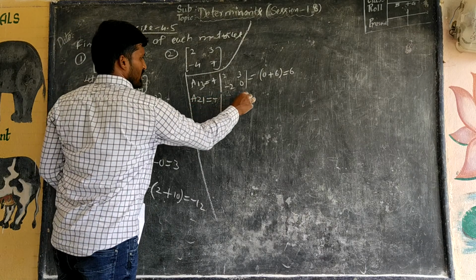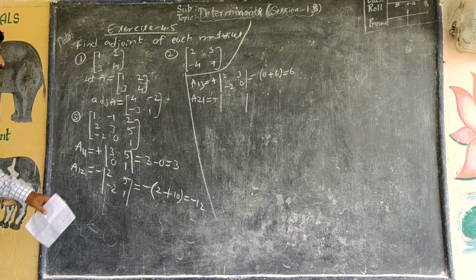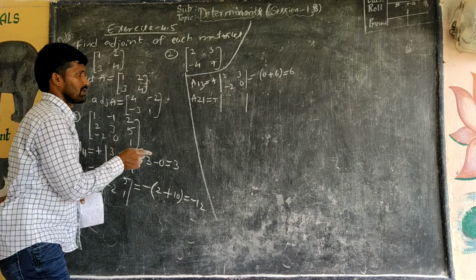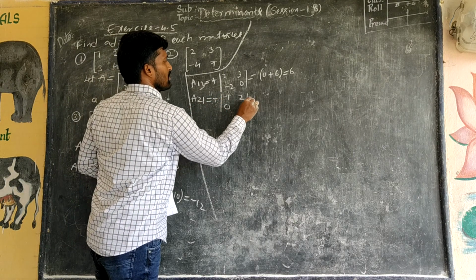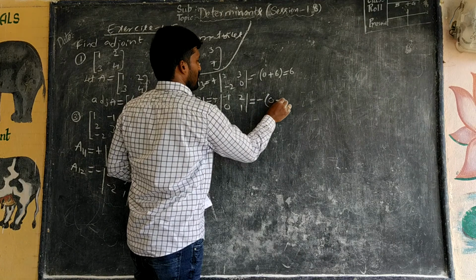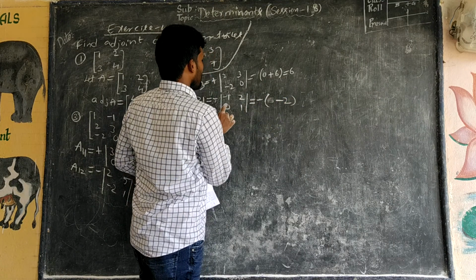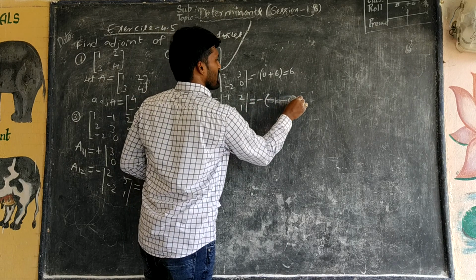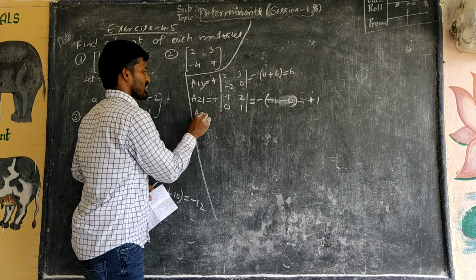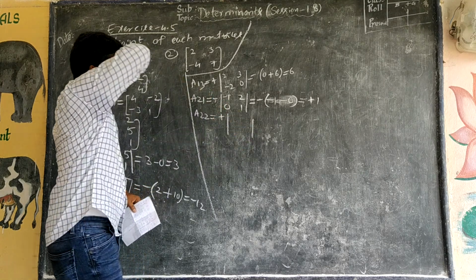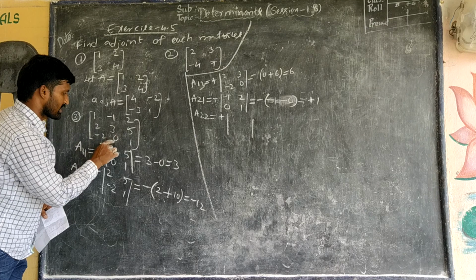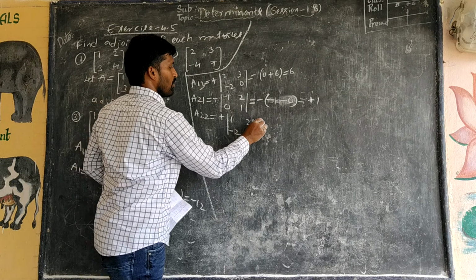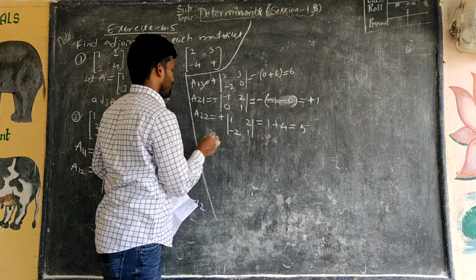A21, sign is minus. By deleting second row, first column, the remaining elements are [-1 2; 0 1]. Minus of minus 1 into 1 is minus 1, 2 into 0 is 0. Minus of minus 1, that is plus 1. Next A22, sign is plus. By deleting second row, second column: [1 2; -2 1]. 1 plus 4, that is 5.